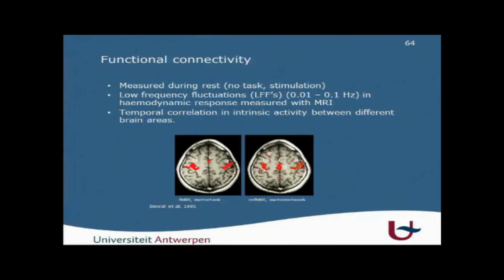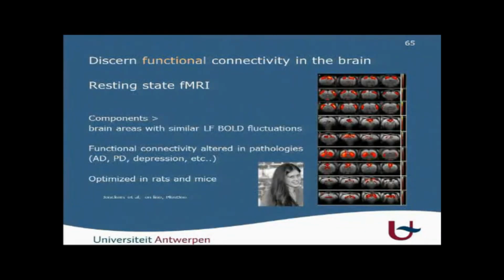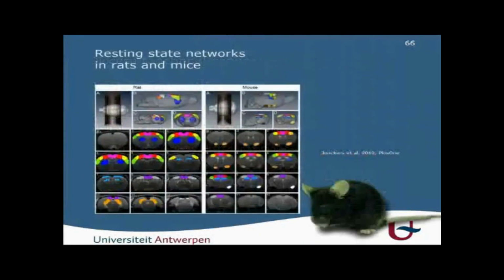So it's actually showing you which regions in the brain show the same low frequency fluctuations and are thus functionally connected. Now, we've set up the method in rats and in mice. And so what you see here are components, and these components are regions which display the same low frequency fluctuation, which is translated in electrophysiology as local field potentials.